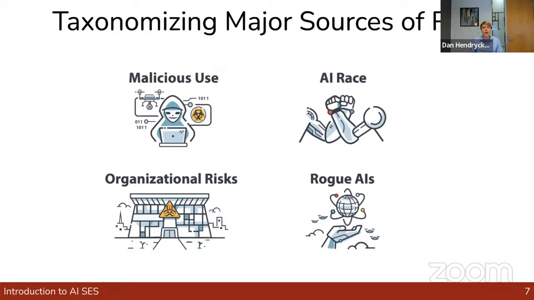If we try and break these risks down, we could possibly put them into 4 buckets. One bucket is the risk of malicious use, or intentional risks. AI racing dynamics are another type of risk, and those are structural risks. Then there are organizational risks, which are risks of accidents, or accidental risks. And then there are internal or intrinsic risks, which are those of rogue AI or loss of control. So malicious use, racing dynamics, organizational risks, and rogue AIs are the 4 areas that we will zoom into a bit today. First, we'll start with malicious use.